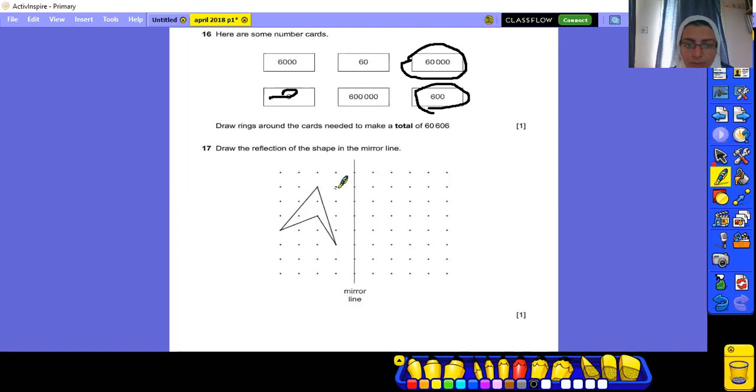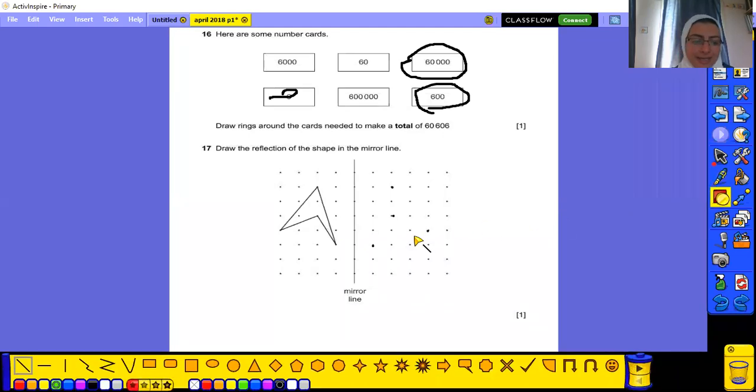If it's from here, 1, 2. So I count from here, 1, 2, and then put the dot. Then here, from here, it's 1 point. So I count here, point, put the dot. Here, how many points? 1, 2. Let's count again. 1, 2. And then here, how many? What's the distance from this point to the mirror line? Let's count. 1, 2, 3, 4. Let's count again the other side. 1, 2, 3, 4.